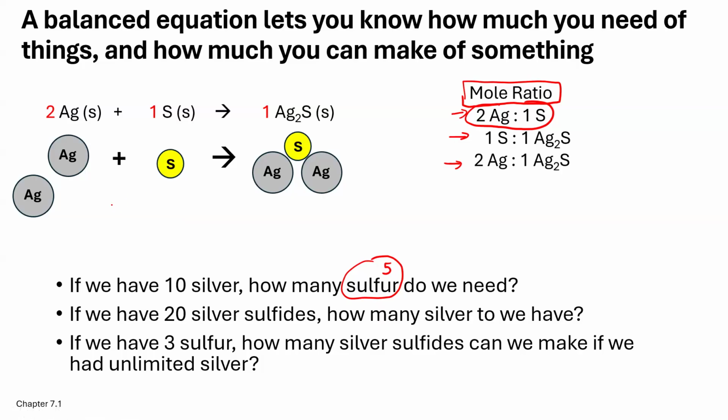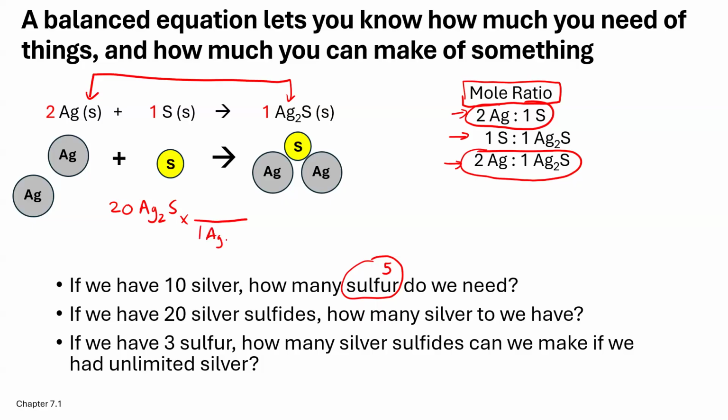All right, so let's try 20 silver sulfides. So just like sandwiches, we had 20 sandwiches, but here it's 20 silver sulfides. We're trying to see how many silvers we have in there. So we're going to use the silver to silver sulfide ratio. And again, whatever we're trying to cancel out, we're going to put on the bottom of the fraction. So 1 Ag2S. You could put mole or not, but I'm going to show you, we're talking about the mole ratio.